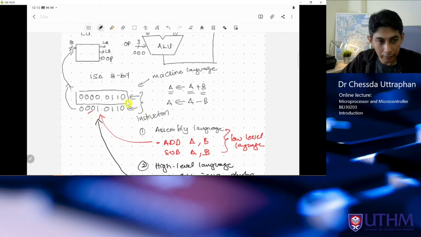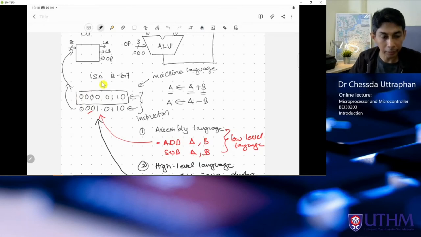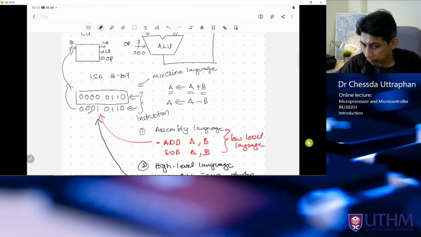And this is the instruction set architecture, meaning the size of your instruction set, how it is coded, is called the instruction set architecture. Get the idea? So that is the relation between what we have learned in the previous semester and this course. All right. Okay, hope you're clear on that.